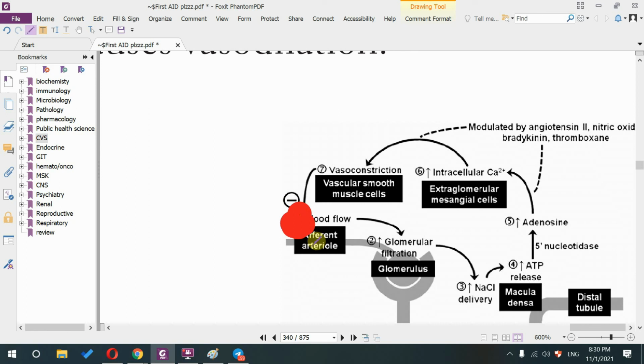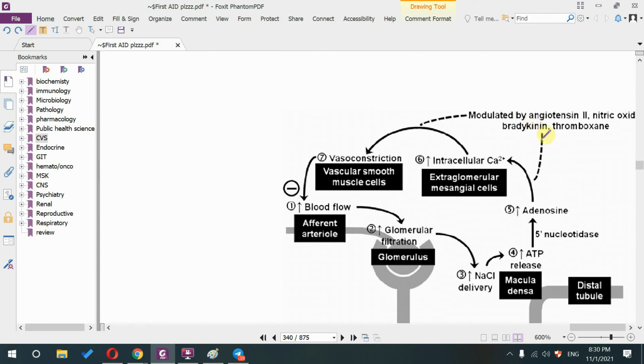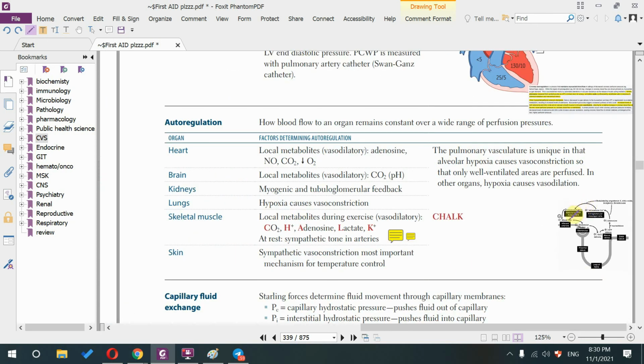Now let's imagine the process the other way around. There will be less afferent arteriolar blood flow, less GFR, less NaCl going here, less ATP, less adenosine, and that will lead to what? Less intracellular calcium, vasodilatation, more blood flow. You saw how that went? That we call the myogenic and the tubuloglomerular feedback.